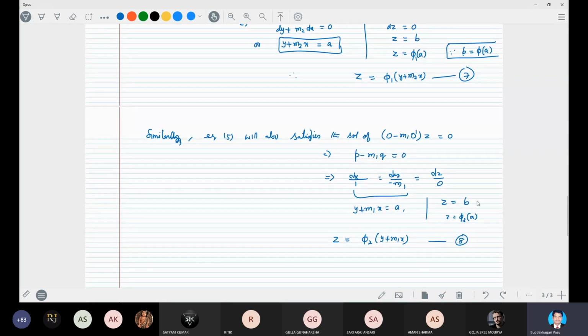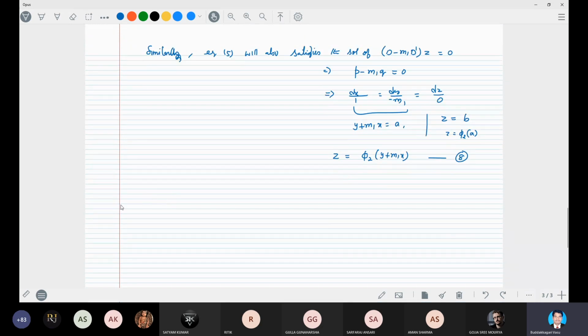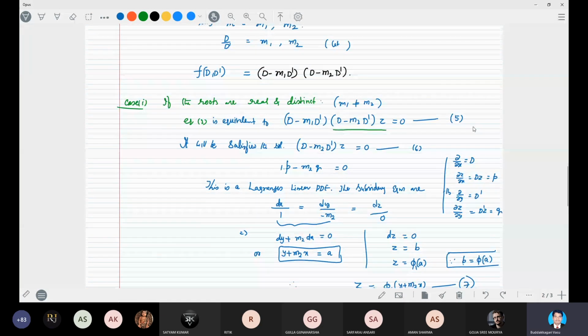Both 7 and 8 are the individual solutions. Their linear combination would satisfy the most general solution. So hence the required solution of what equation? Equation 5.